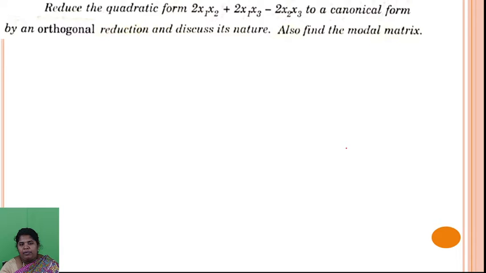We will see a problem. Reduce the quadratic form to canonical form by orthogonal reduction and discuss its nature. Now we are going to reduce the quadratic form to canonical form. This is our first step. By orthogonal reduction, that is, we have to find a matrix P which is a normalized matrix. So using orthogonal reduction we should find the normalized matrix, and we are going to discuss its nature and also the modal matrix.